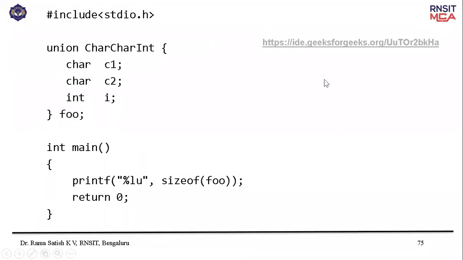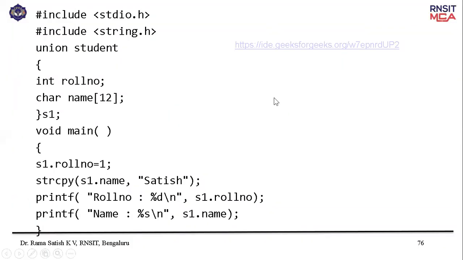For this, let us look into another example. I have created a union here, and I have modified it. S1 is the variable. Roll number, name, everything is the same. Roll number is 1, name is Satish. I'm just storing it. Now I'm printing S1 dot roll number and S1 dot name.